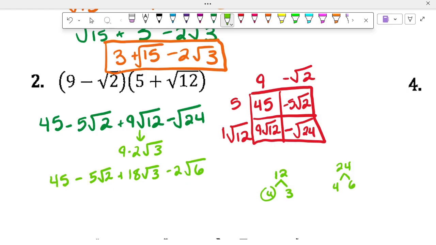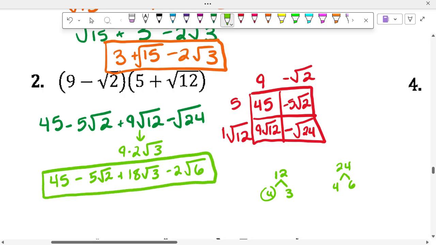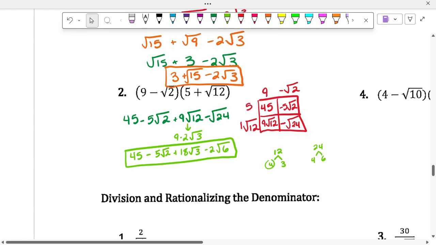And I bring everything else down. Now, I simplified everything to its max. So can I combine anything? No. So we're done. Now, sometimes you can combine stuff, so that's why you can't just assume that you can't. All right, this was just one of those examples where you just couldn't.